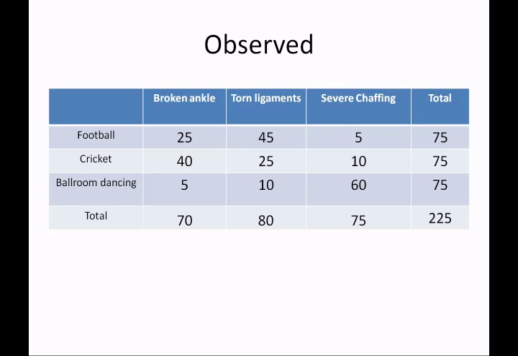You'll notice that these 9 values are our observed values. This is our data, and we have totals of 75 for football, cricket and ballroom dancing respectively, and we have 70 examples of broken ankles, 80 examples of torn ligaments and 75 examples of severe chafing. So this 70 is this column added up, this 75 is this row added up, and so on. And you'll observe as well that in total we have 225 observations. That's the total number of observations.